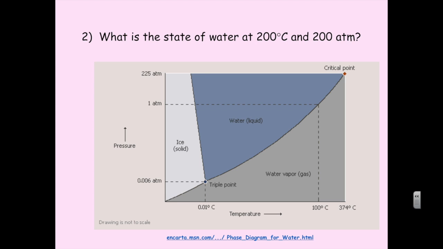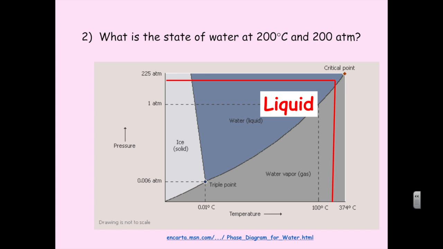Now, what is the state of matter at 200 degrees Celsius and 200 atmospheres? Again, you just need to find where that point is, find 200 degrees Celsius on the x-axis, and find 200 atmospheres on the y-axis, and wherever that point is going to give you where that substance is, and that's in the liquid zone, so that would be it.